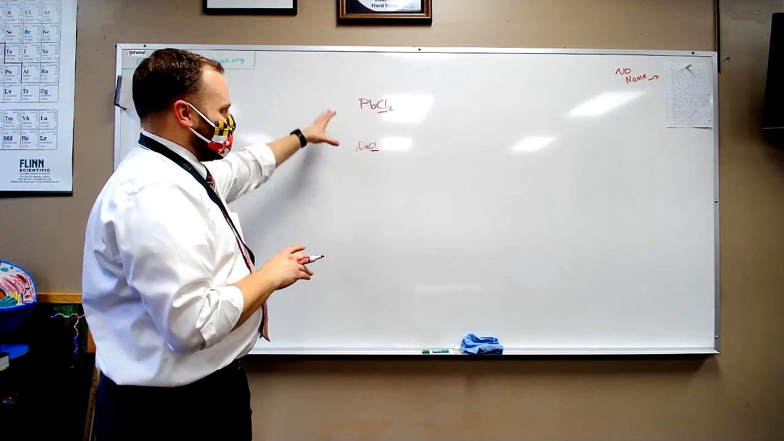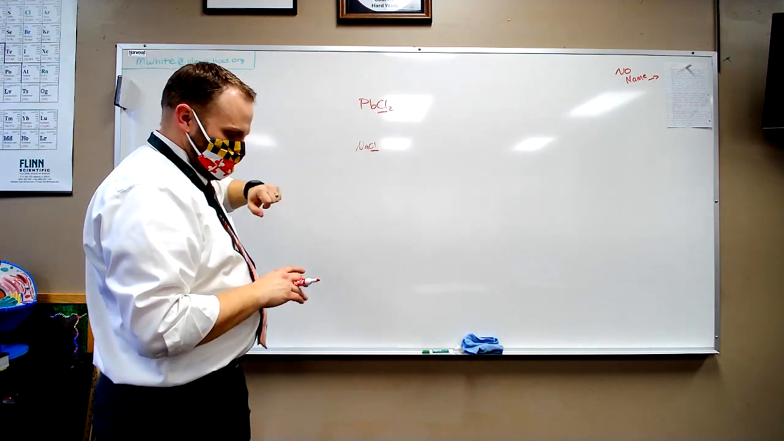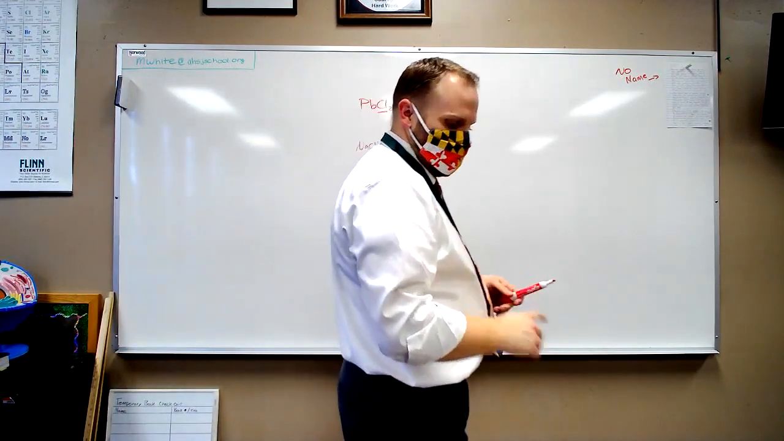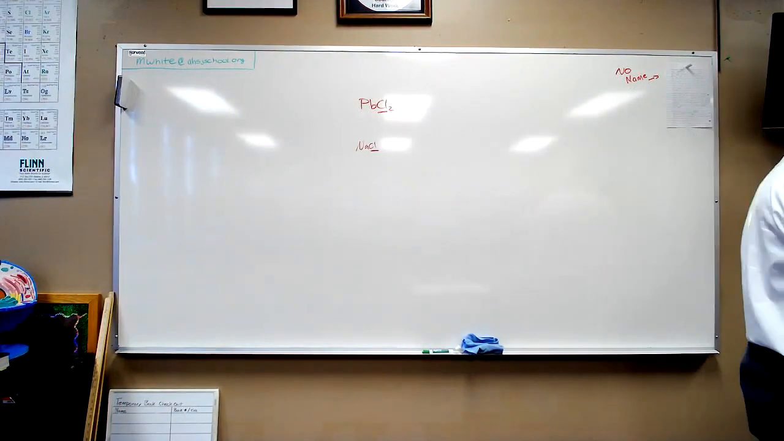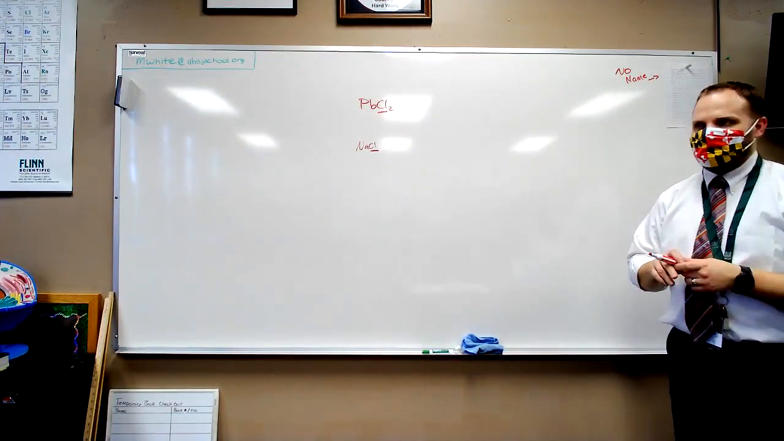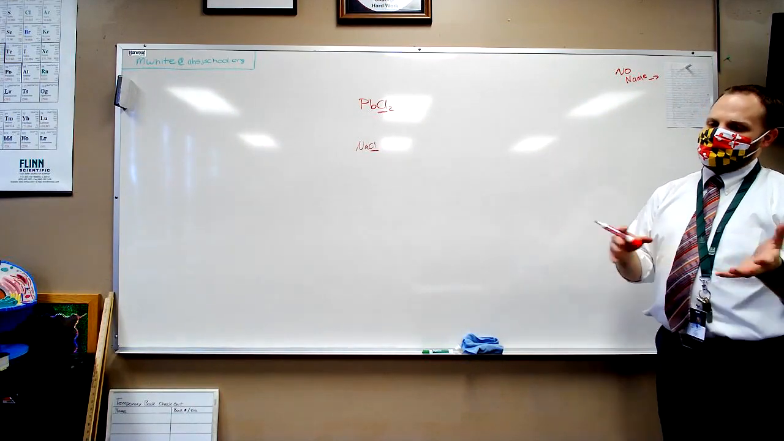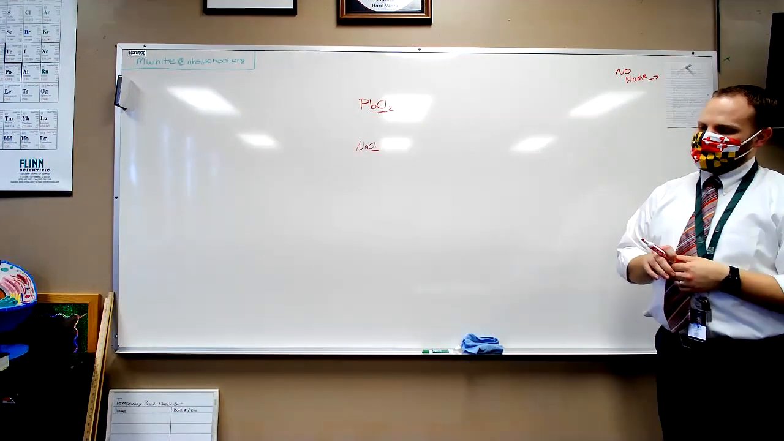And then the last thing, with the KSP, QSP, precipitation: if you calculate the QSP and it's less than the KSP, well, there's plenty of ability to dissolve everything, but if it's greater than, the solution cannot hold that, so it comes out as a precipitate.